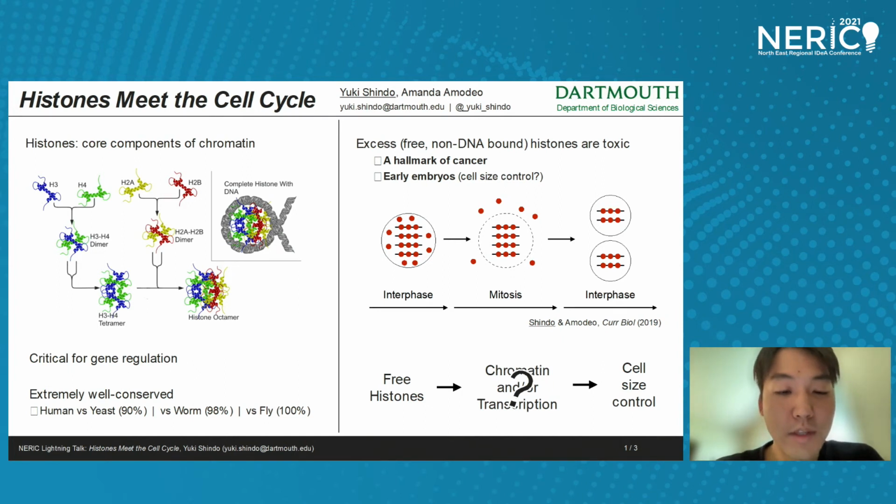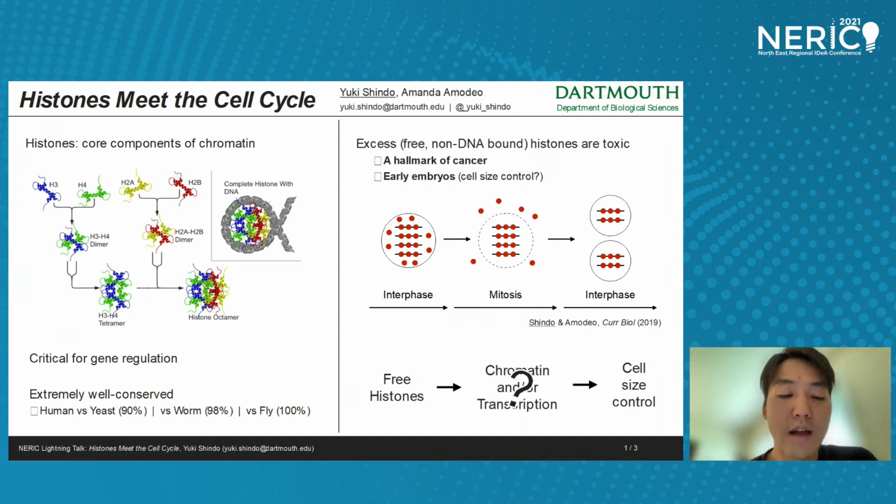Hi, everyone. My name is Yuki Shindo, and I'm a postdoc in the INBRE lab at Dartmouth. So histones are essential components of chromatin, and they are pretty much well conserved from yeast to human and regulate many aspects of chromatin function. And production of histones is tightly coupled to DNA replication, and any excess of histones gets rapidly degraded in normal cells. However, it is known that excess histones accumulate in some cell types, including cancer cells, resulting in genomic instability and DNA damage. And interestingly, as shown in the cartoon on the right, we have previously shown that excess histones accumulate also in the early embryos and play a role in regulating cell size.